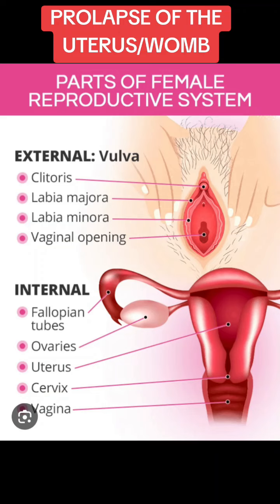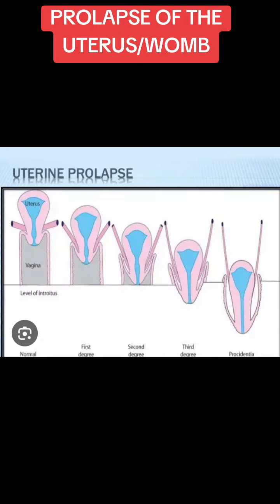So with the internal organs, when you get to the vagina, you move to the cervix, which is the mouth of the womb or the uterus. Then you move to the uterus. Afterwards, you get to the fallopian tubes and the ovaries. Now, let's dive deep into the classifications of prolapse of the womb.